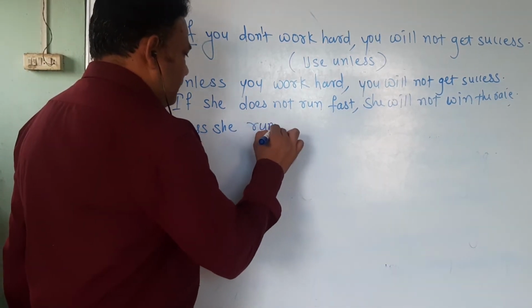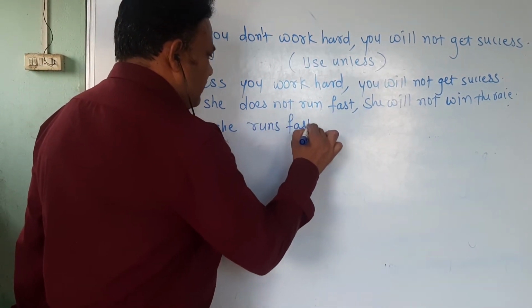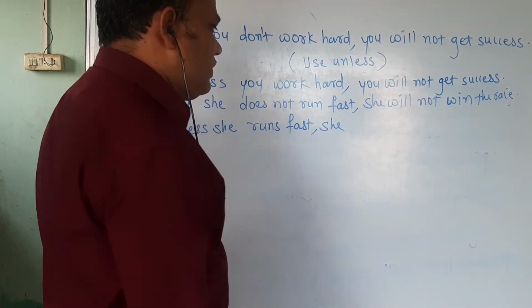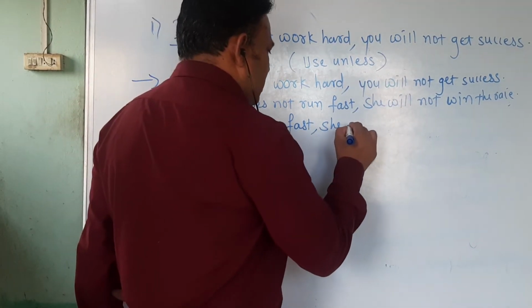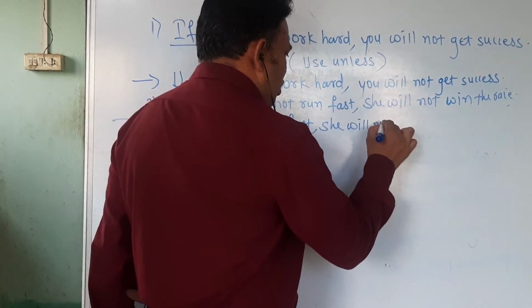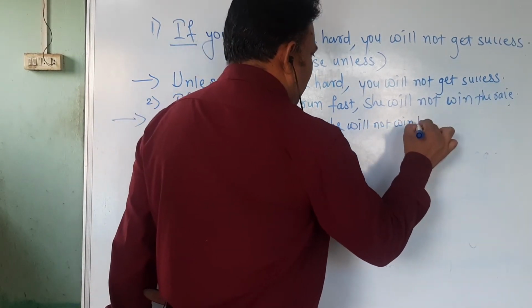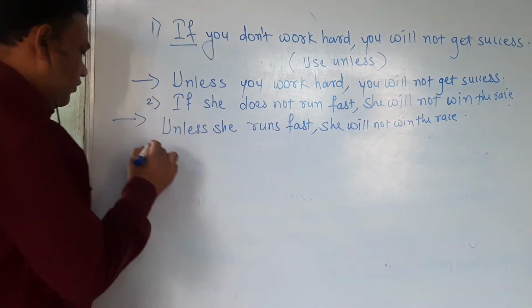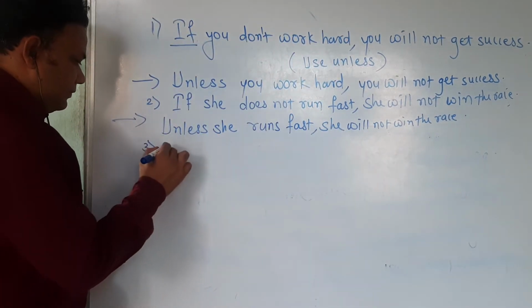Unless she runs fast. Now remaining part of the sentence we have to write as it is. She will not win the race. One more sentence.